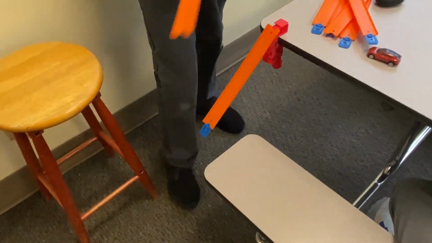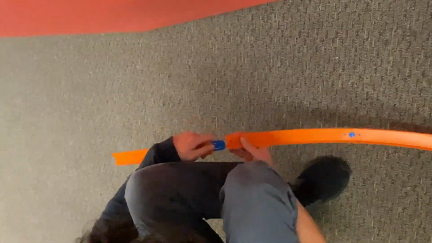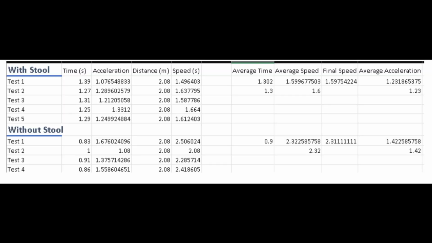Once the experiment was built, we started testing our first configuration. We did it 5 times and recorded it. We used this footage later to do all our calculations. We then did our second configuration and recorded it 5 times. I did the calculations in Excel.